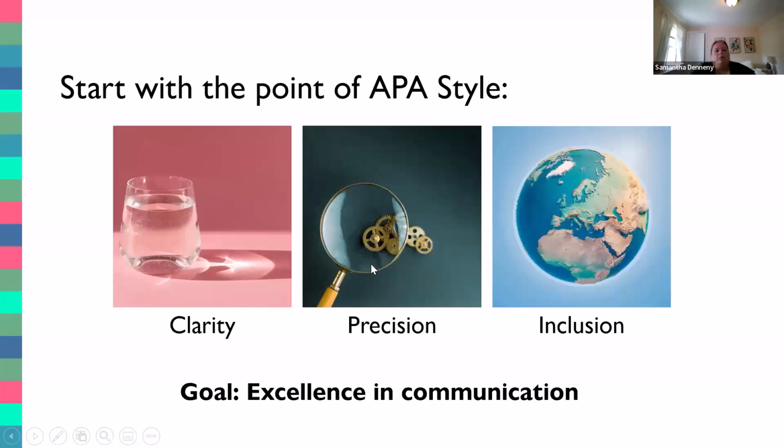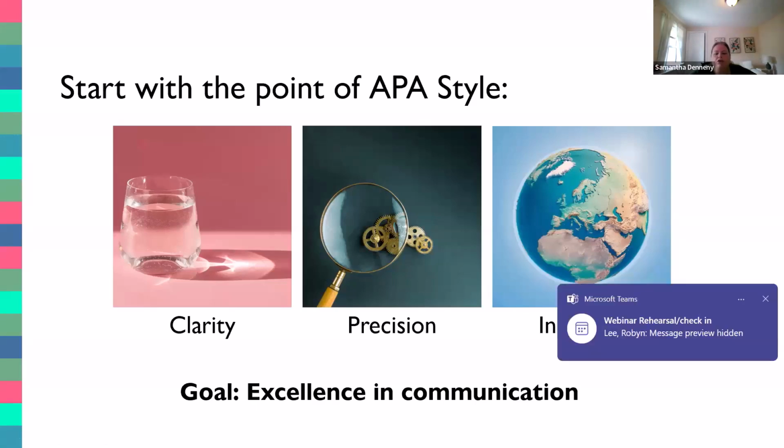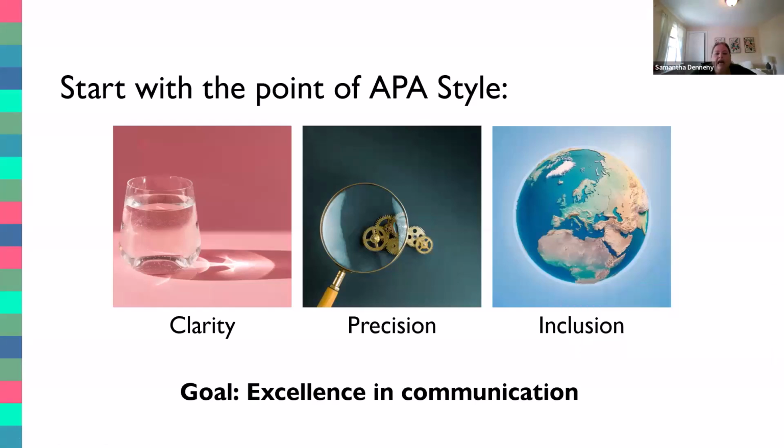As you know, the point of APA style really comes down to writing with clarity, precision, and inclusion, with the ultimate goal of excellence in communication. So we're not trying to create different reference types to make things more confusing or make it a huge secret about where a comma or a period or an italics goes. Our goal is to help you reference or cite your sources in a way that leads to clear, precise, and inclusive communication.